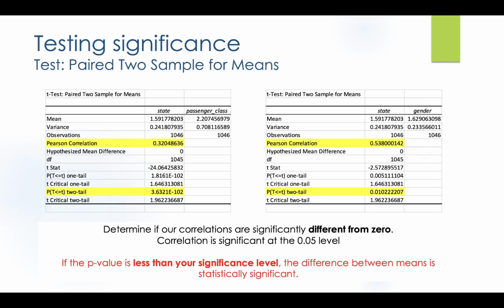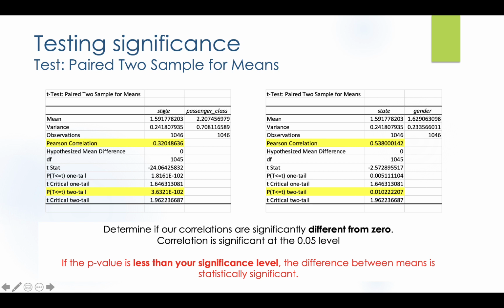All right, so let's take a look at what has populated from our t-test. So what are we looking for? We're looking for the Pearson correlation number, and we are looking at the two-tailed t-test. So what you want to do is determine if our correlations are significantly different from 0. A correlation is significant at the 0.05 level. So how we do this is we look at the p-value, and if it is less than your significance level, the difference between the means is statistically significant.